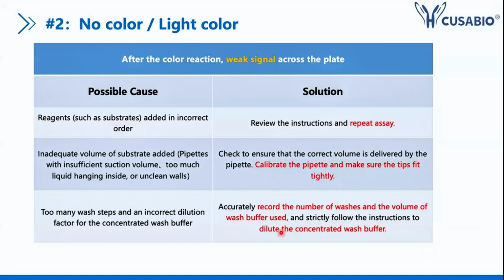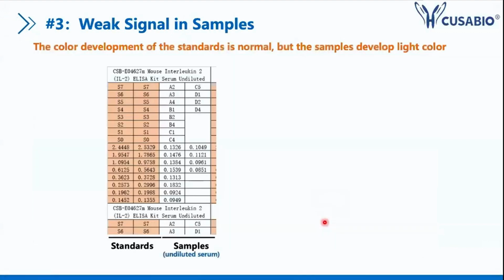Also for the washing times, my suggestion is to accurately record the number of washes, keep an eye on the volume of wash buffer that you use, and strictly follow the instructions to dilute the wash buffer. As I mentioned before, sometimes the wash buffer is at a concentrated concentration, not the working concentration. So be sure to distinguish these two types of concentration. After I talk about problem 2, let's move on to problem 3.